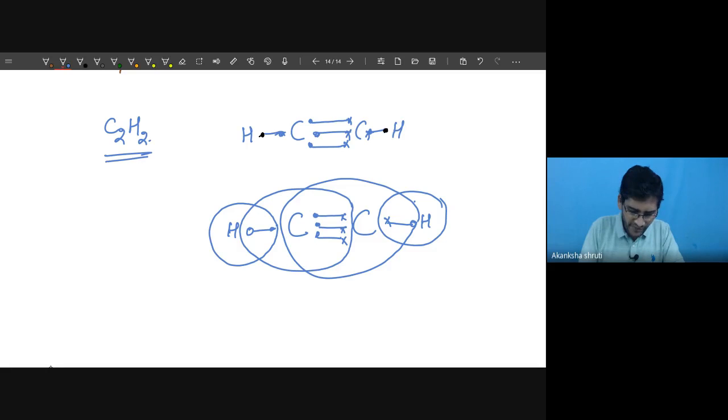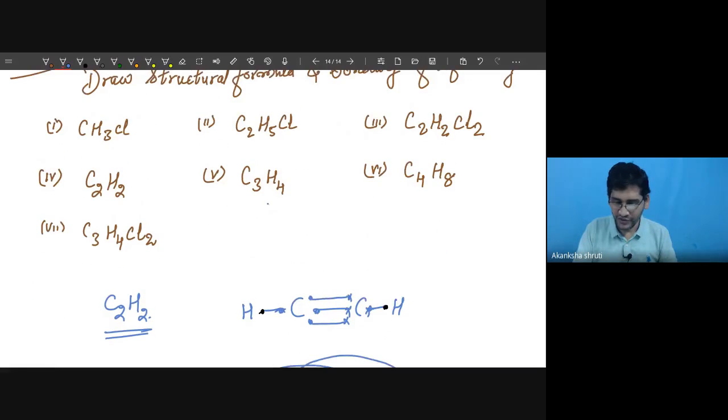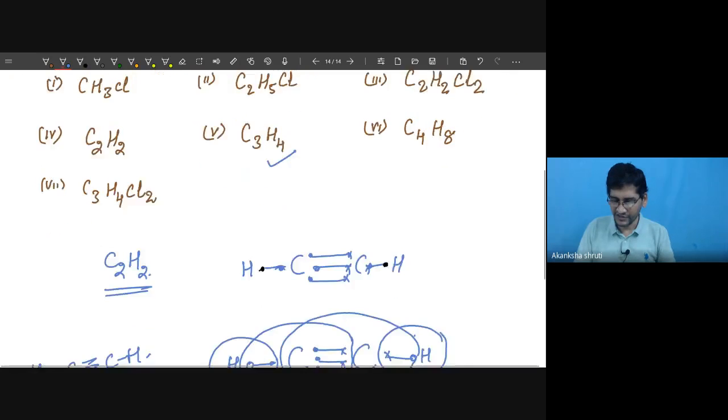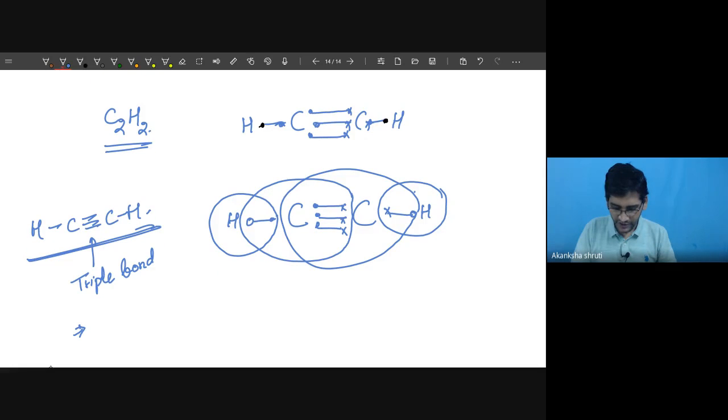So in the bond structure form, it is H, C, triple bond C and H. So this is the structure. Similarly, you have to do it for C3H4 where a triple bond exists. Such a compound where there is a triple bond, meaning 3 pairs of shared electrons or a triple covalent bond, is called an alkyne. Whatever terms are coming, please start learning or keep them in mind at this stage. Later on we will learn in more detail.